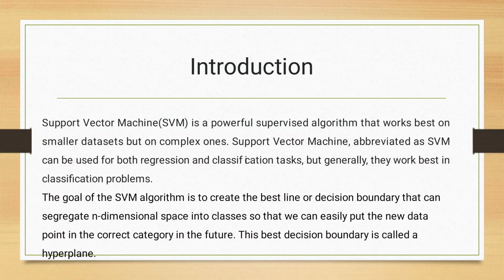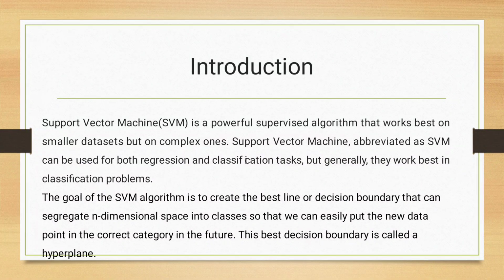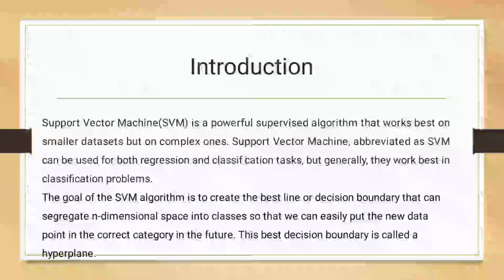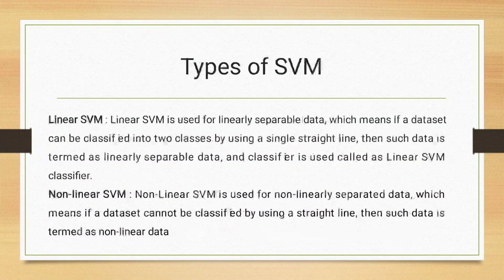The goal of the SVM algorithm is to create the best line or decision boundary that can segregate n-dimensional space into classes, so that we can easily put a new data point in the correct category in the future. This best decision boundary is called a hyperplane.